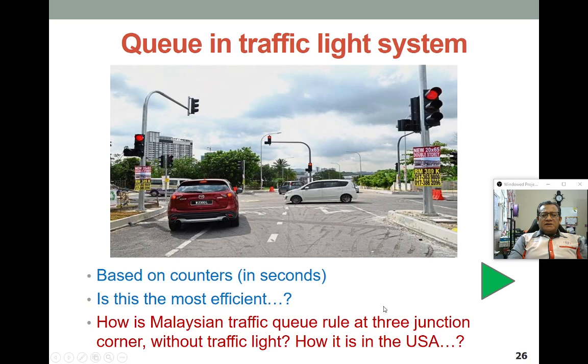In the USA, at this kind of junction with no traffic light, there is no such thing as the car from the left having the right of way. It is based on first come, first served. If this car comes to the junction first and stops, he or she will pass first. If the next car comes to the junction and stops, then they have the right to move after this car. This is what we call first come, first served in other developed countries like the USA, but that practice is not implemented in Malaysia.